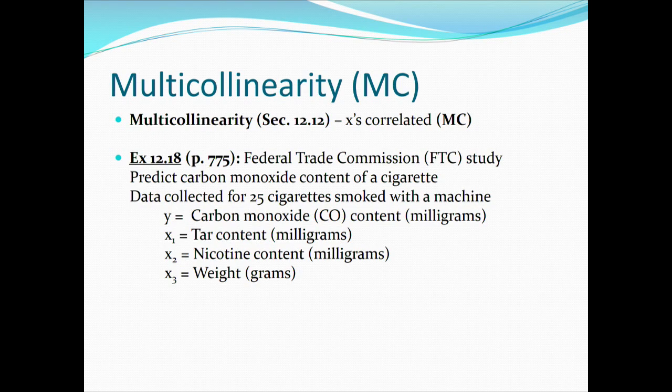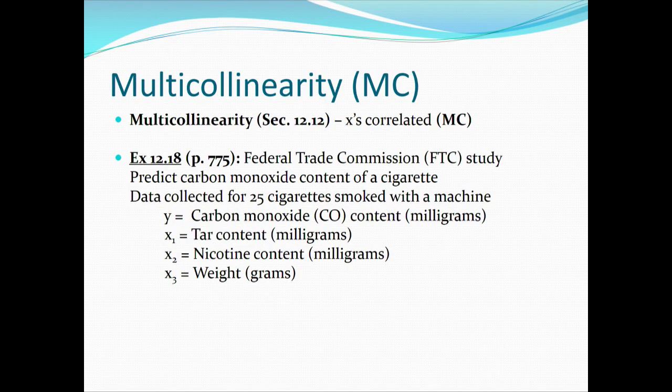But they go through this study where they do get measures of carbon monoxide content and then try to relate it back to these other X's, figuring that in the future, if they really want to know the carbon monoxide content of a cigarette, they can predict it pretty accurately because they can measure these other three variables very easily. That's the whole idea. Now here's what the FTC knows about this data.